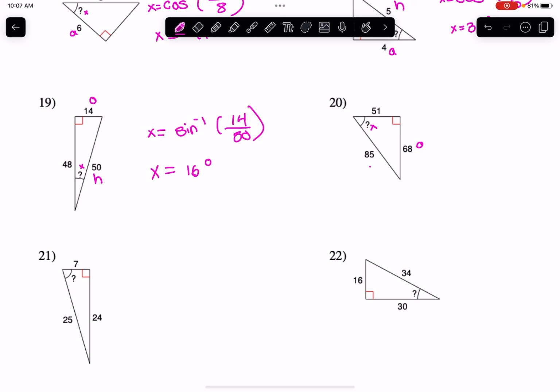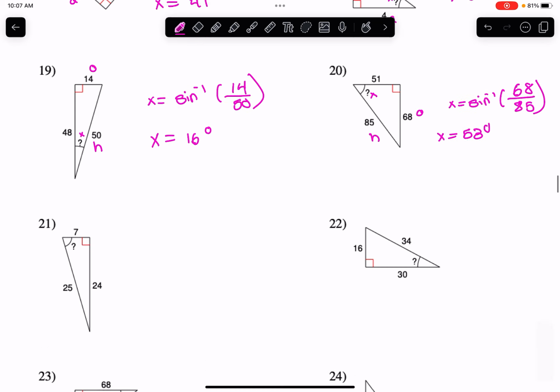Again, same thing. I like sine just because it's easier for me to make sure I'm using it correctly. So we're going to do opposite is 68. Hypotenuse is 85. So in your calculator, second sine 68 divided by 85. We get that x is equal to 53 degrees.